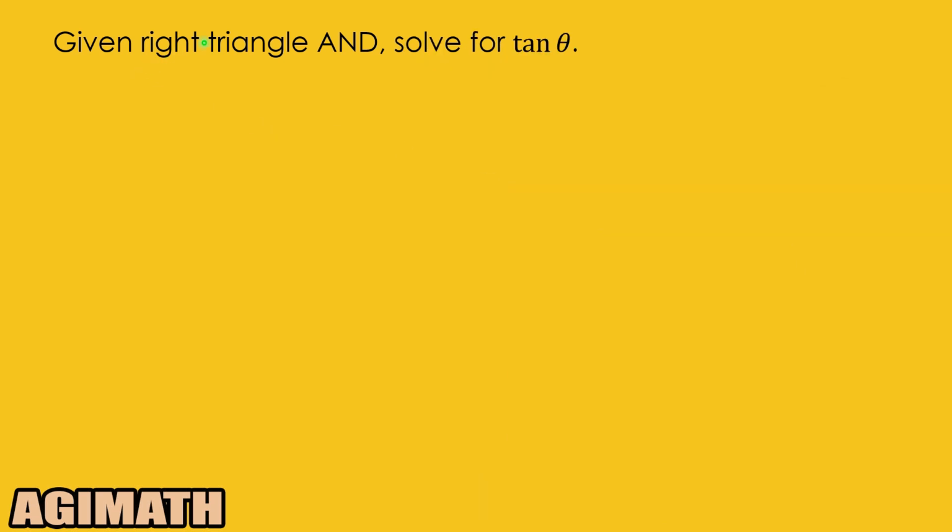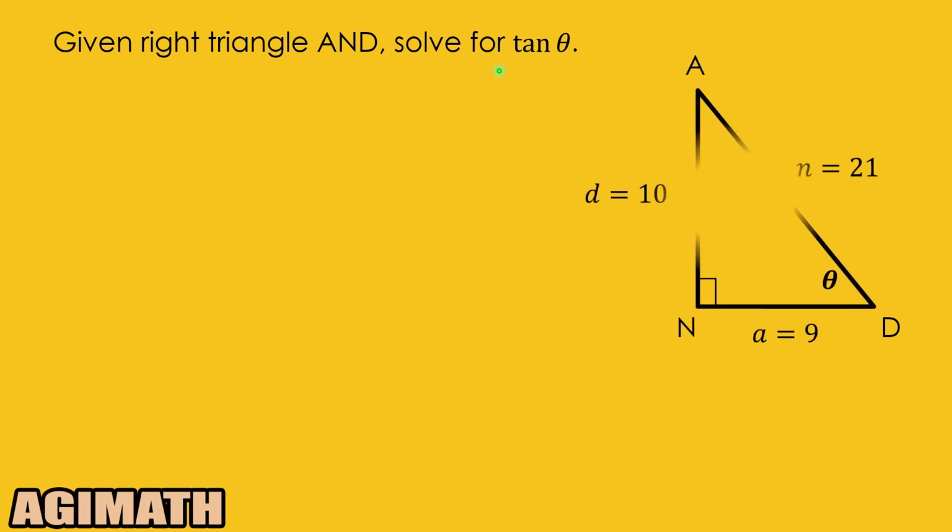Given right triangle A and D, solve for tangent theta. So this is right triangle A and D. Another important piece of information: if in the problem it is not stated what the right angle is, usually the letter in the middle of the name of the triangle is the right angle. So for example, A and D, N is in the middle, so N is the right angle. So these are the given. N is given to be equal to 21, A is equal to 9, D is equal to 10. The question is very simple. You solve for tangent theta.